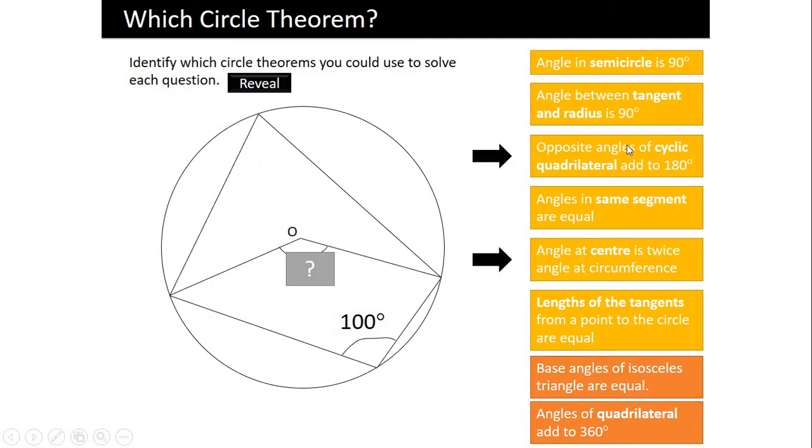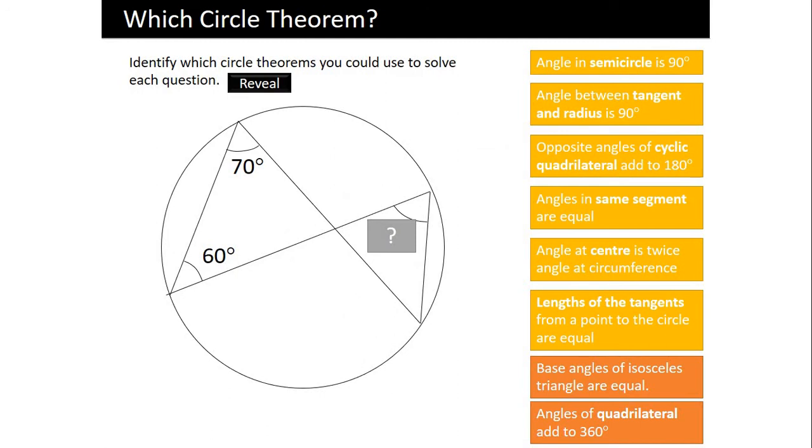So here we would use that the opposite angles of a cyclic quadrilateral add up to 180. So this would give me that this angle over here is 80 degrees, and then we could double it to get 160 by using that the angle at the centre is double the angle at the circumference.